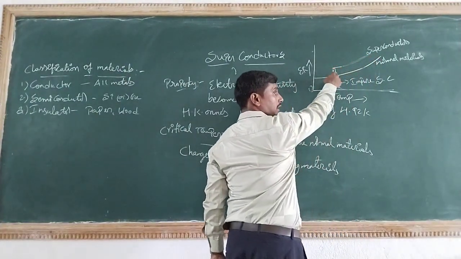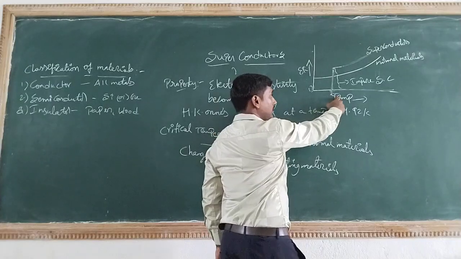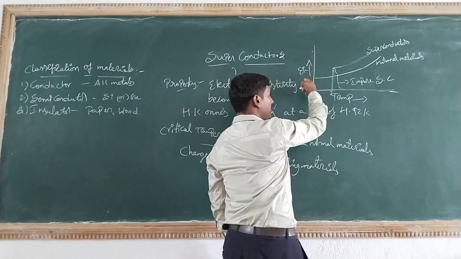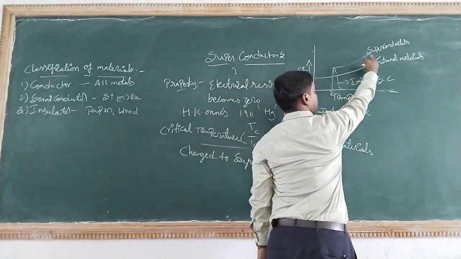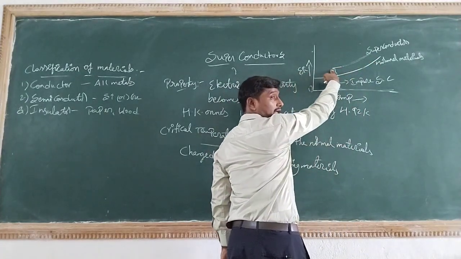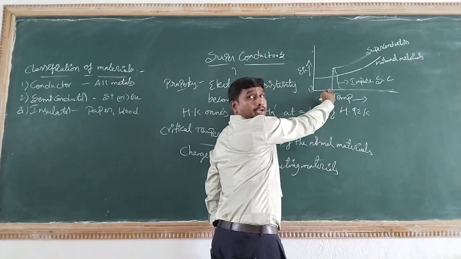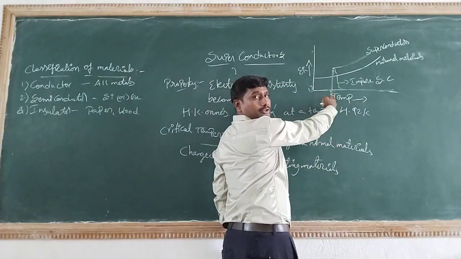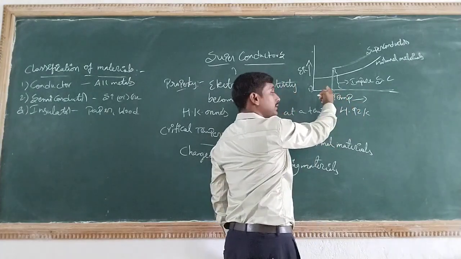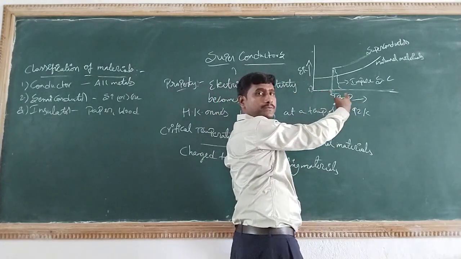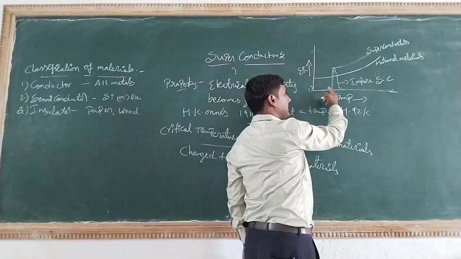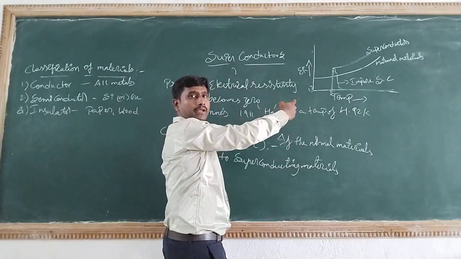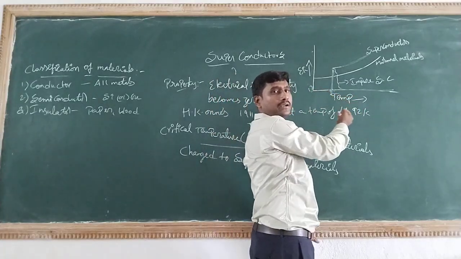From this graph, we can conclude that if the temperature of the materials decreases, the electrical resistivity of the materials also decreases. But at a particular temperature, the electrical resistivity drops down to 0. And this property is called the superconductivity property. The materials which obey this property are called superconductors. Generally, superconductors have a higher conductivity than conductors.